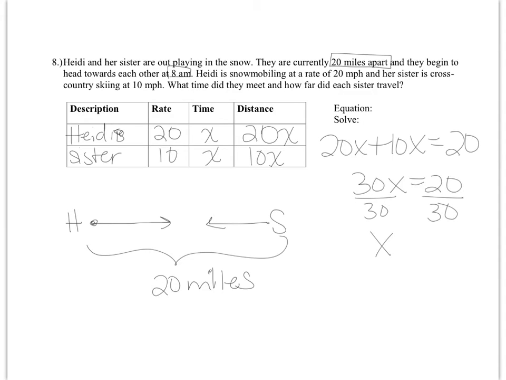20 over 30, Ben, what's 20 over 30? 7. No, 2/3. 2/3.